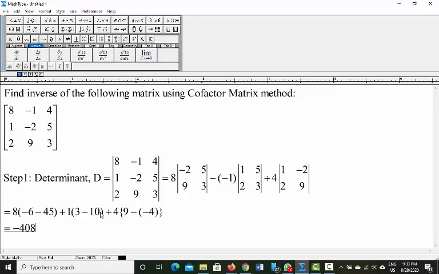Now this one: 3 minus 10 is minus 7. Now this one, what will we get here? Minus a plus, that is plus 4. So plus 9 plus 4, that is 13. 13 multiplied by 4 is 52. So plus 52.